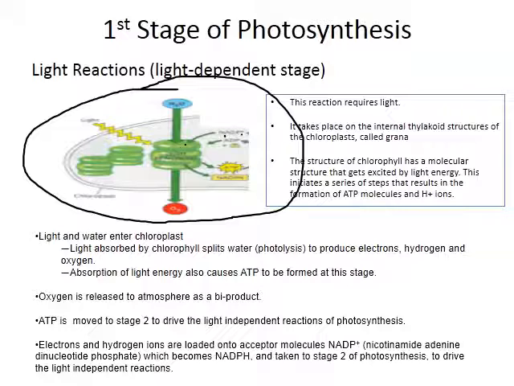So light is absorbed by chlorophyll and splits water to produce electrons, hydrogen and oxygen. Absorption of light also causes ATP to be formed. Oxygen is released to the atmosphere as a byproduct, or it's used in cellular respiration by the plant. The ATP and the NADPH are moved to the light independent reactions to be used there.